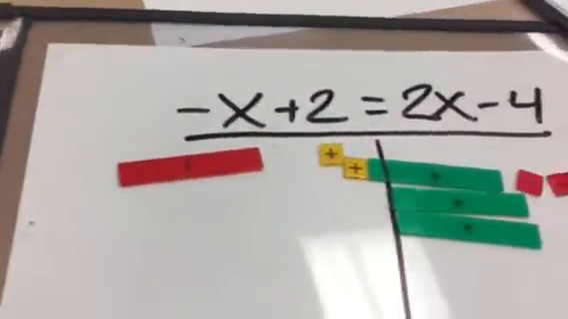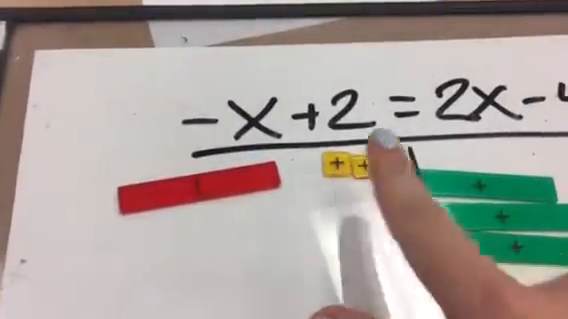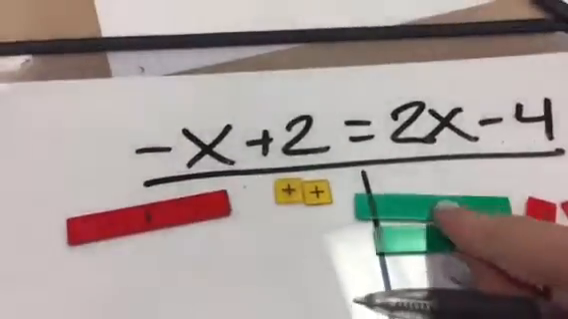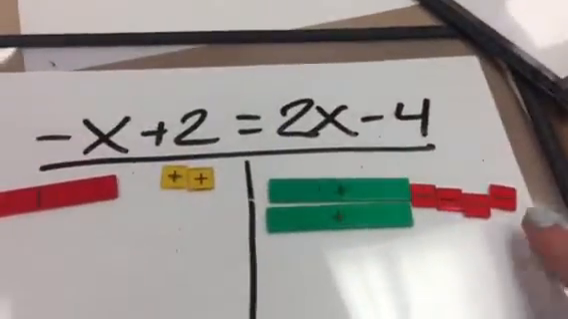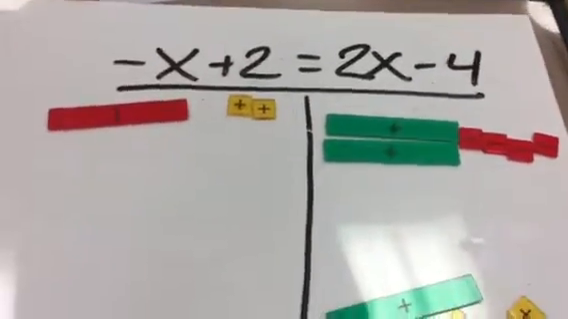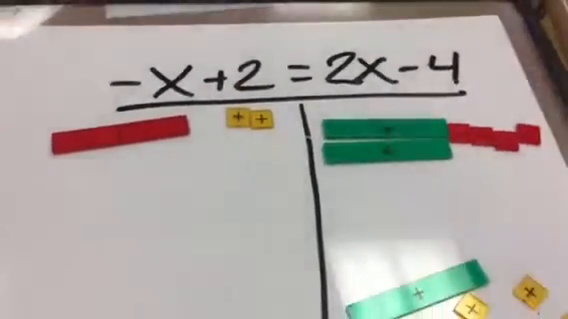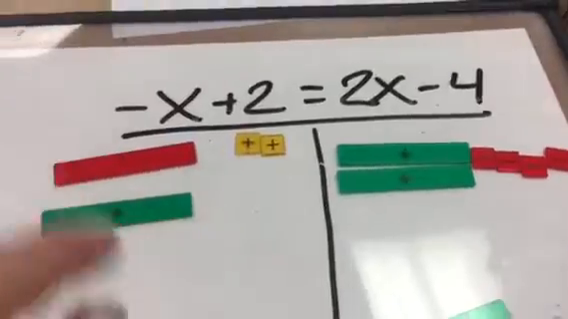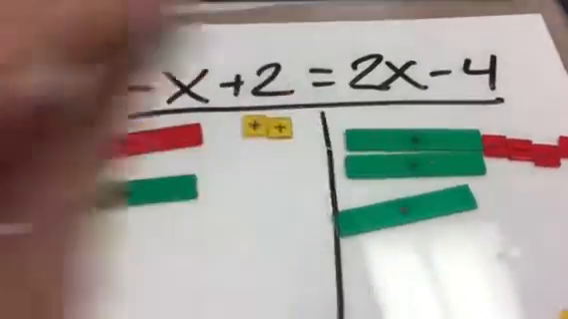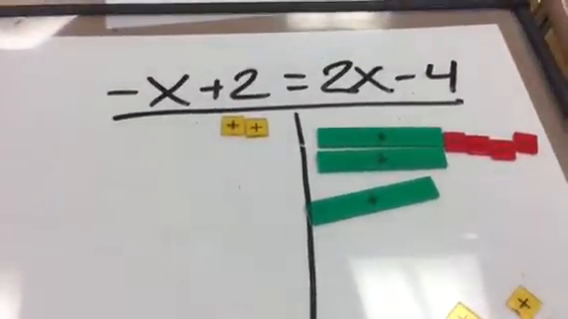Okay, I have that set up on another board. You can see I have my negative x plus 2 equals 2x minus 4. Okay, the first thing I'm going to do is get the x's on one side. I'm going to do this by adding a positive x to both sides. Now I can zero out my pairs, take that away.